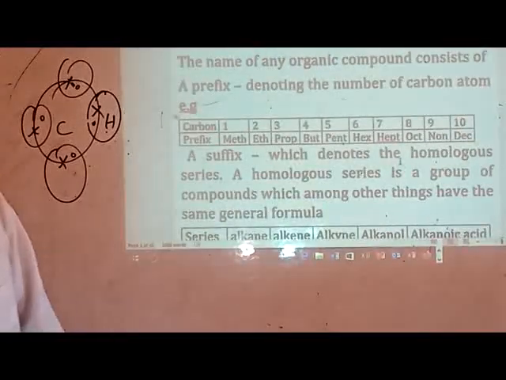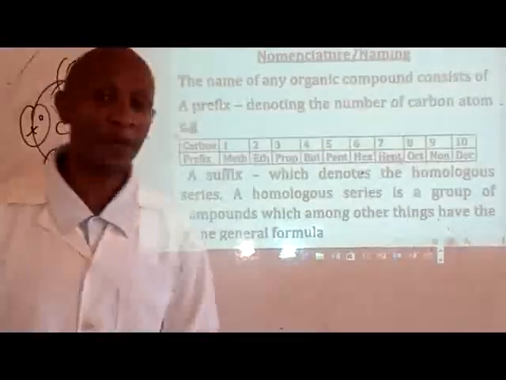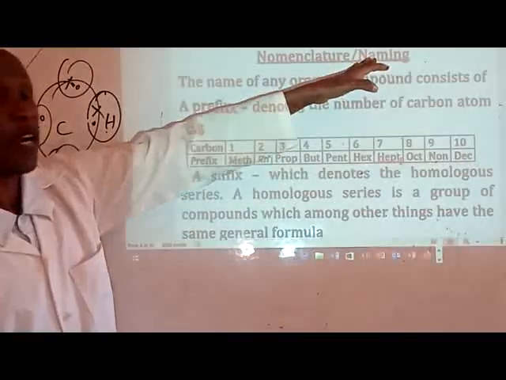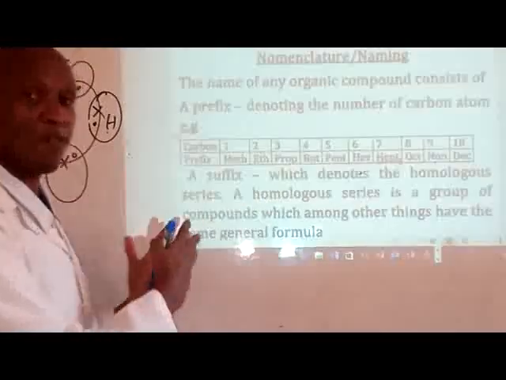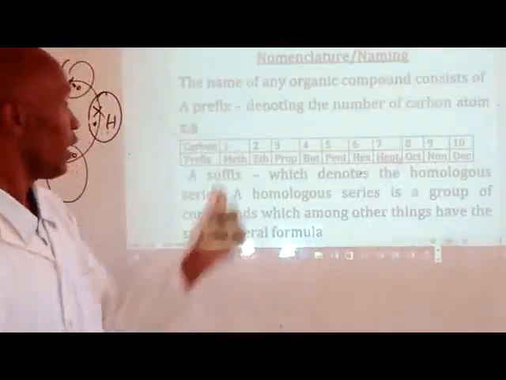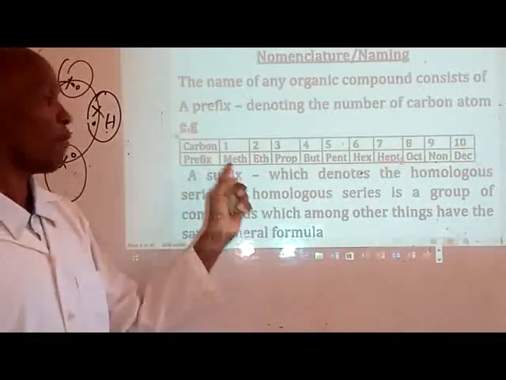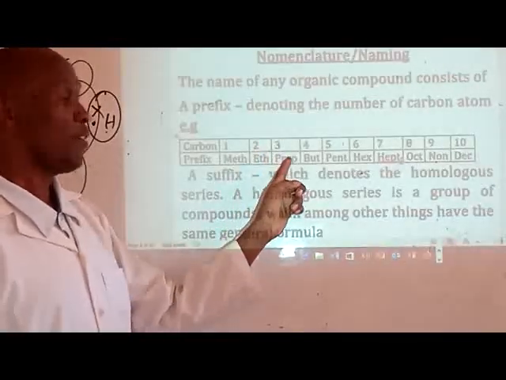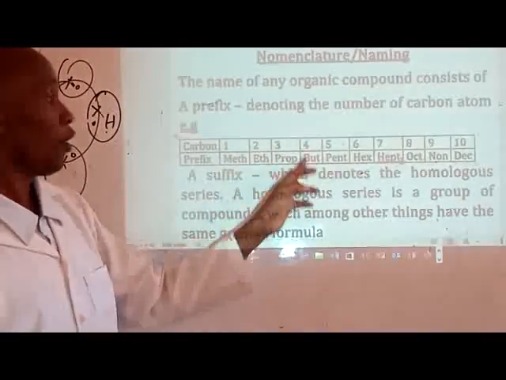Now how do you name the alkanes? Generally, for the naming of organic substances, there's only one thing that you remember: the name of any organic substance will consist of 2 parts. It will have a prefix, that's what comes first. The prefix stands for the number of carbon atoms. Any compound that has 1 carbon atom will have the prefix meth. If it has 2 carbon atoms, it will have the prefix eth. If it has 3 carbon atoms, it will have the prefix prop, 4 but.